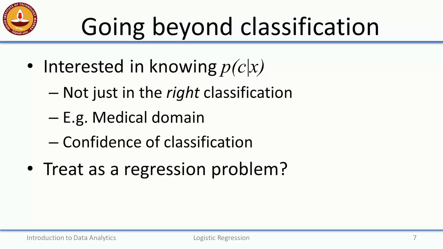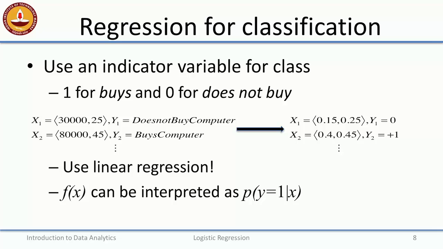So, one way to approach predicting probabilities instead of just the class labels could be to treat it as a regression problem. Let us stop and think about how you would treat classification as a regression problem. Normally in classification, you have labels: does not buy a computer or buys a computer. Instead of using these as labels, you could use an indicator variable for the class. If the customer is going to buy a computer, I would say the output is 1. If the customer is not going to buy a computer, I would say the output is 0.